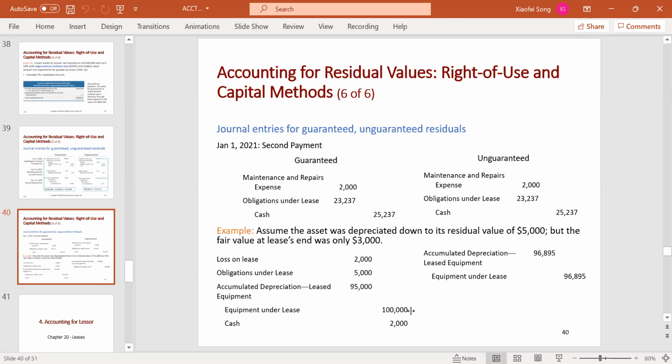We remove the equipment under lease. We remove the accumulated depreciation, so that's a 5,000 difference. And then we remove the remaining balance of obligation under lease, that's the liability of 5,000. So that returns the lease. However, because the fair value of the asset is below the guaranteed residual value by 2,000, the lessee needs to pay 2,000. And that 2,000 is the loss.